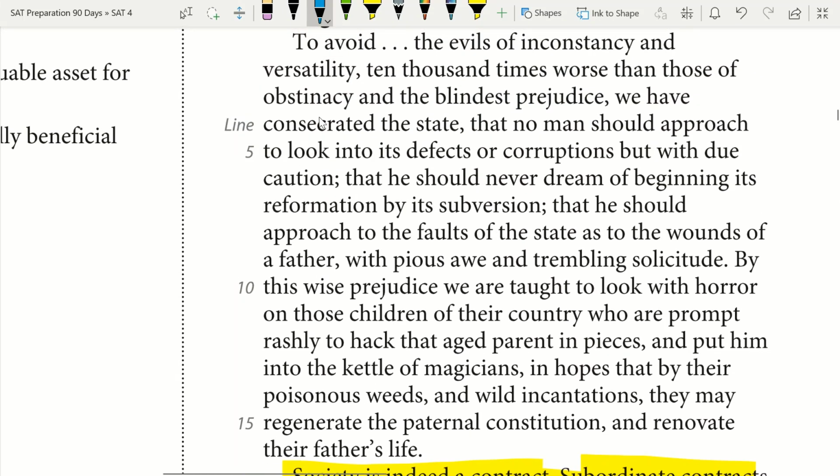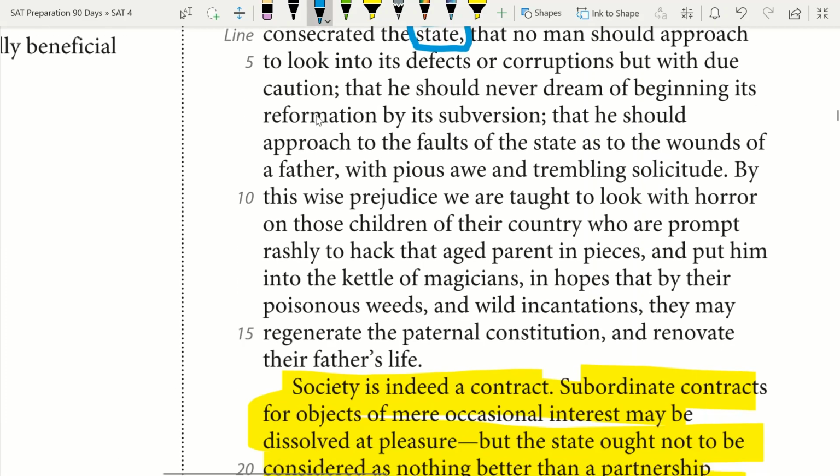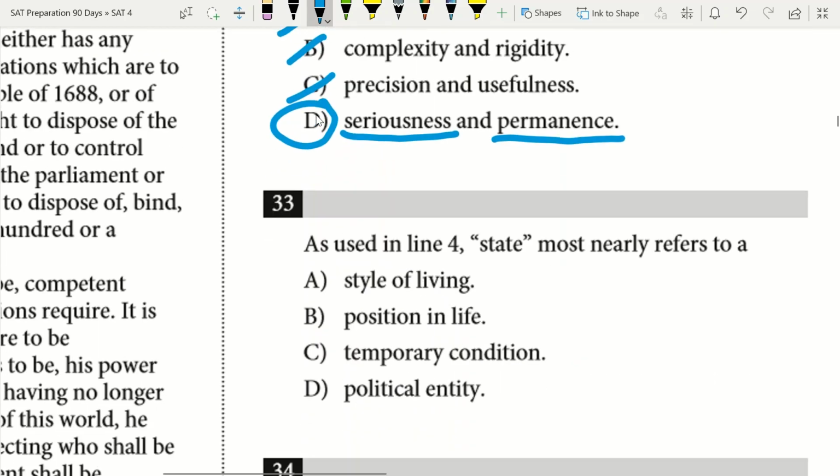Okay, we have to avoid the evils of inconsistency and versatility 10,000 times worse than those of obstinacy and the blindest prejudice. We have consecrated the state. Okay, I know that in this case we're referring to something to do with the government and politics, that no man should approach to look into its defects or corruptions, but with due caution.